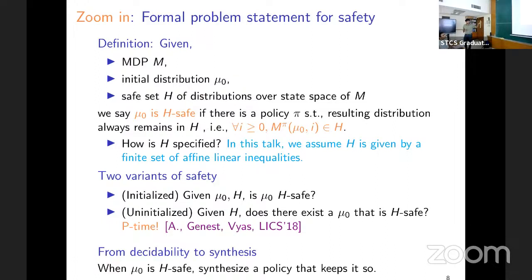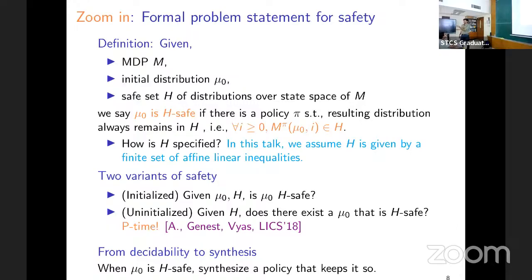So we want to ask whether, if mu0 is H safe, we can synthesize a policy which makes it so. Or, if you are given only M and H, you can ask whether there exists a mu0 such that it is H safe. All these are variants, but this is the one specific variant we will pay attention to. So if it's just a Markov chain, can you check these properties?